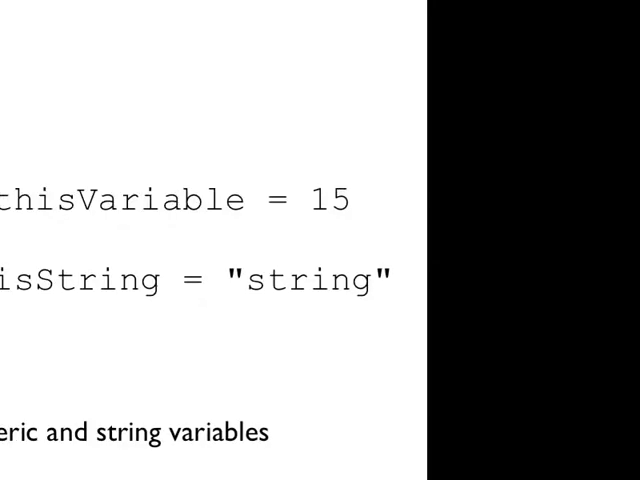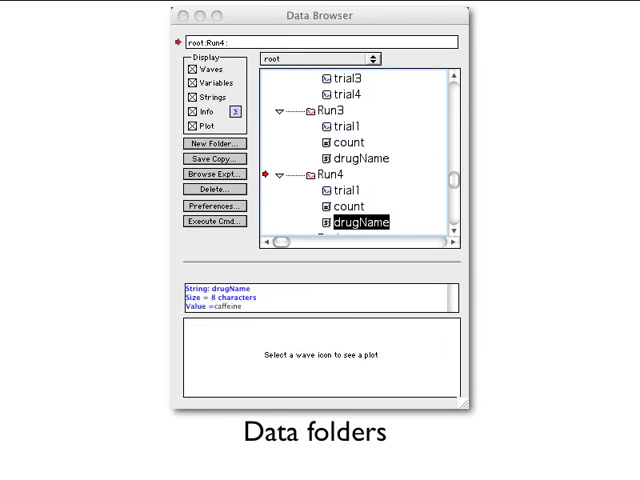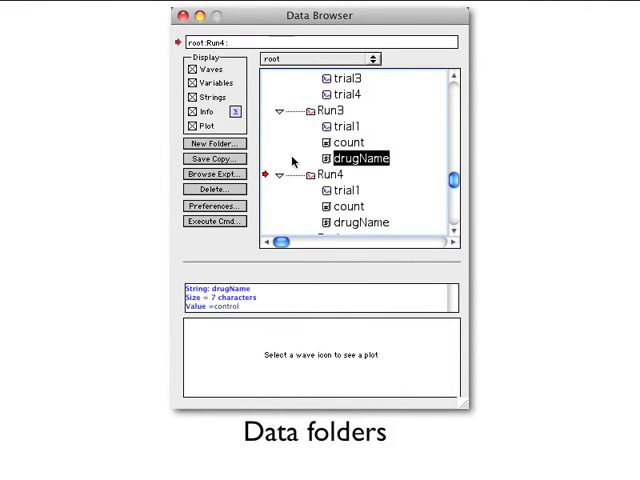Along with waves, graphs, tables, and page layouts, IGOR has several additional object types that you are likely to encounter. A numeric variable stores a single number, and a string variable stores a text string. Numeric and string variables are used for storing bits of data for IGOR procedures. A data folder can contain waves, numeric variables, string variables, and other data folders. Data folders provide a way to keep a set of related data, such as all of the waves from a particular run or experiment, together, and separate from like-named data from other sets.